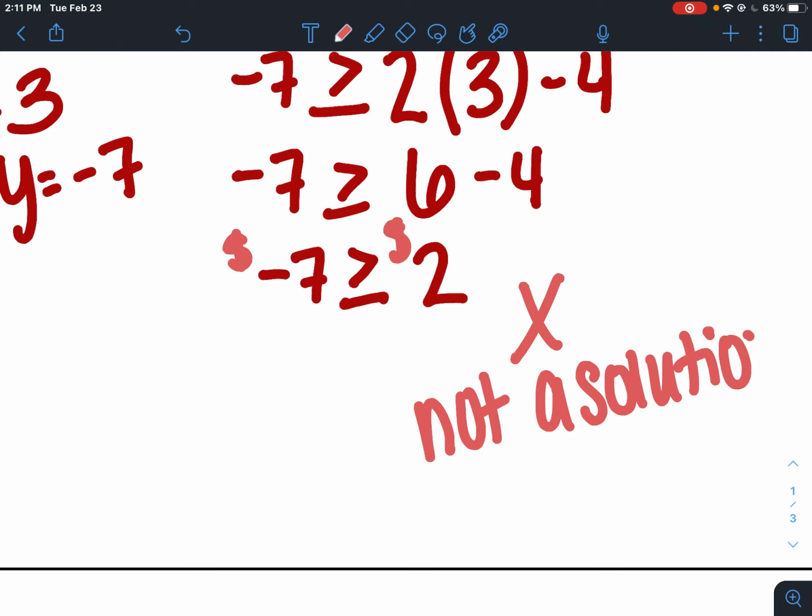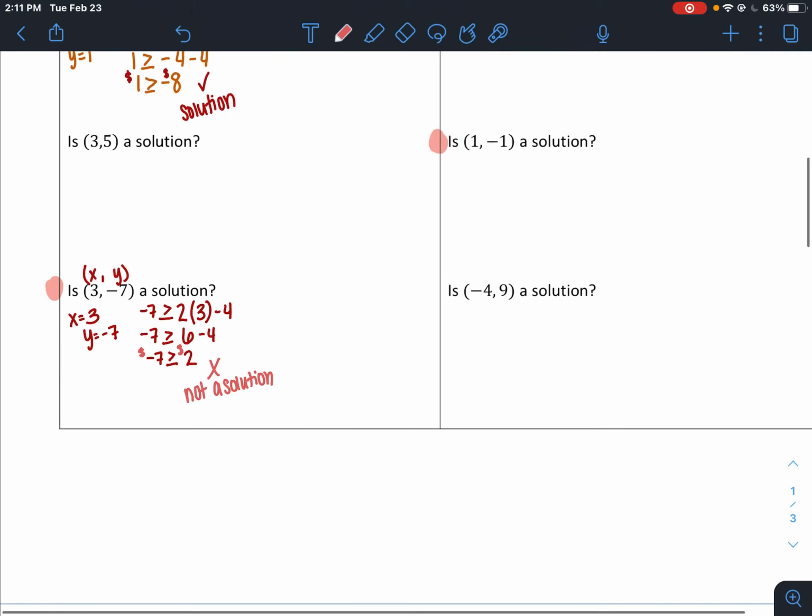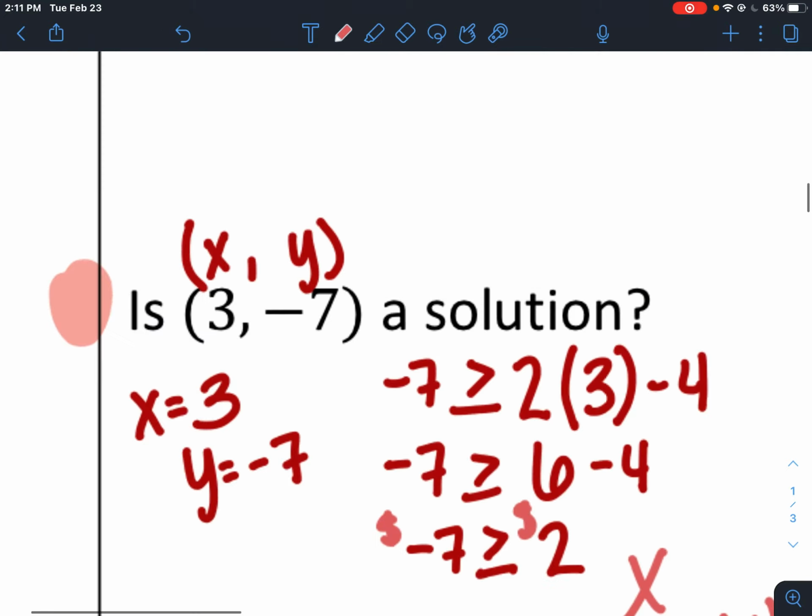And if you're trying to understand what this would look like visually, that means that this point would not be in the solution area for an inequality. And we'll look at that in the coming lessons. We'll look at, okay, where do solutions lie on the graph?